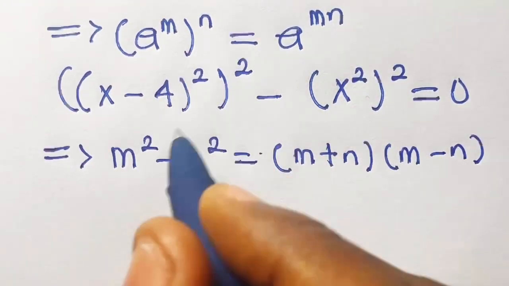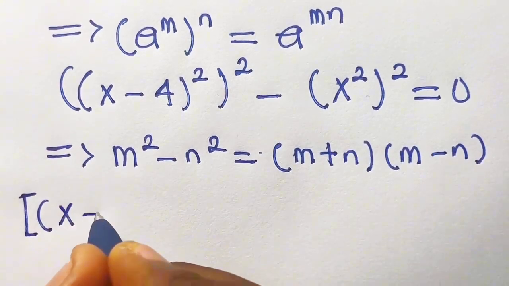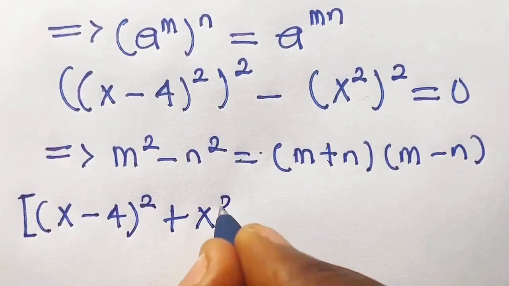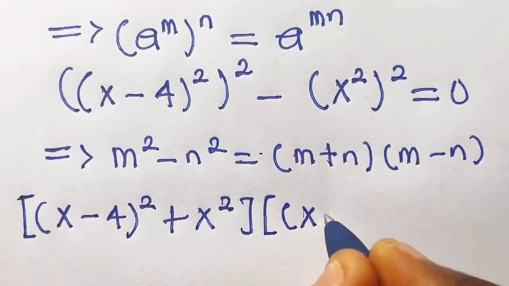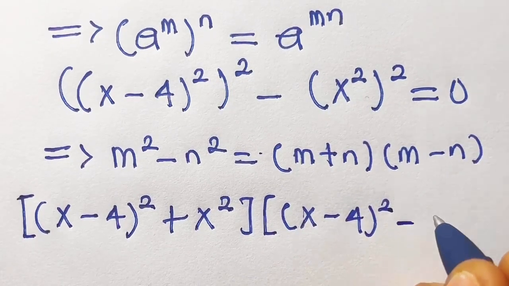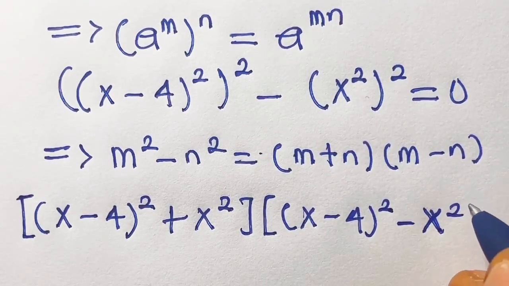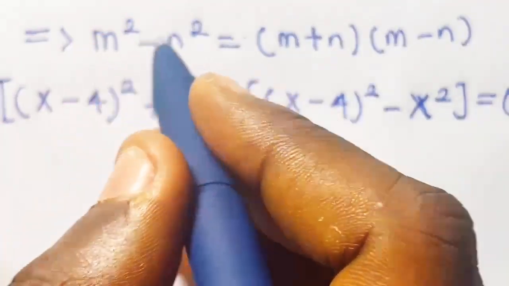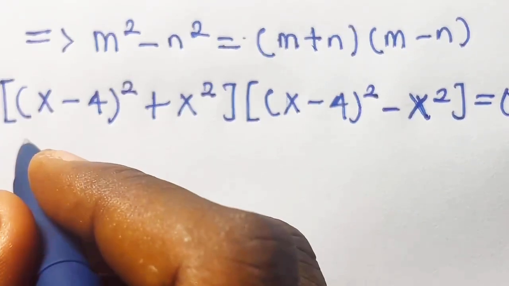Applying this, we will have ((x − 4)^2 + x^2) multiplied by ((x − 4)^2 − x^2), and we set everything equal to 0. Now what is left is to just expand this. We first expand this, then we add it to this.